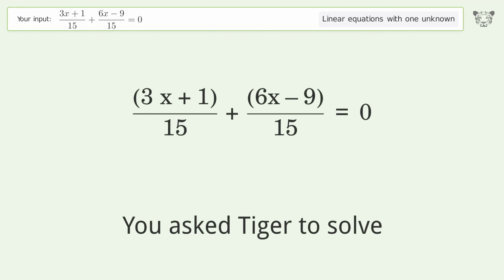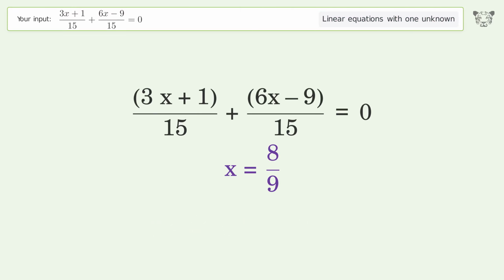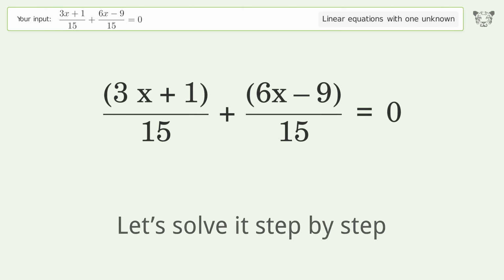You ask Tiger to solve. This deals with linear equations with one unknown. The final result is x equals 8/9. Let's solve it step by step.